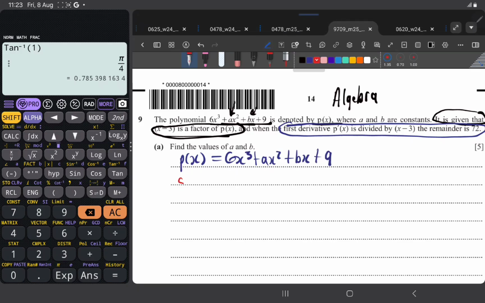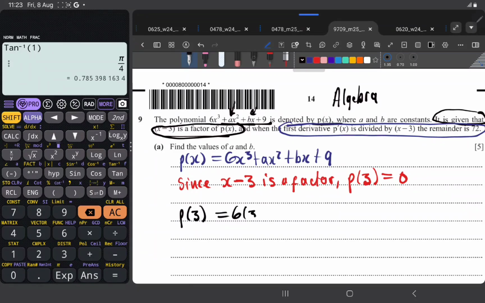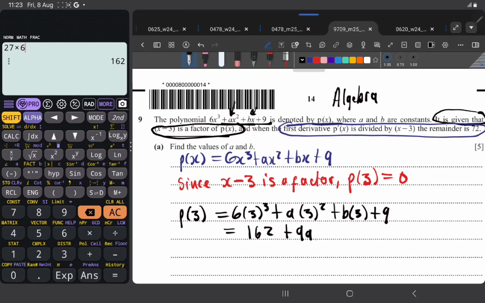So now you're going to say, since x minus 3 is a factor, that means p of 3 is equal to 0. Okay? Now let's find it. So what will be my p of 3? P of 3 is equal to, wherever there's x, we're putting 3. 6 by 3 cubed plus a by 3 squared plus b by 3 plus 9, which is going to be 27 times 6. This is 162 plus 9a plus 3b plus 9.